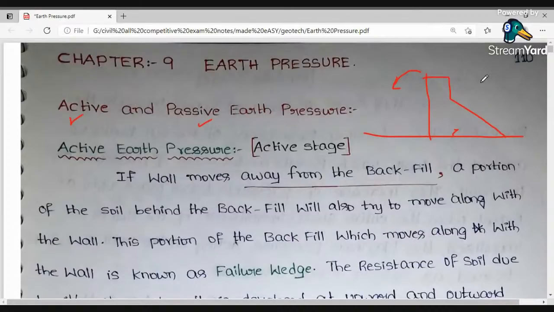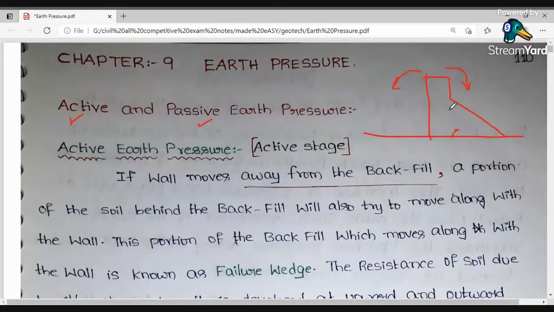If because of the soil present behind that particular retaining wall, the wall tries to move towards the backfill, then you can say that it is passive earth pressure. We'll try to discuss these two types, and also we can discuss the earth pressure at rest. Earth pressure at rest means the pressure which is exerted horizontally.